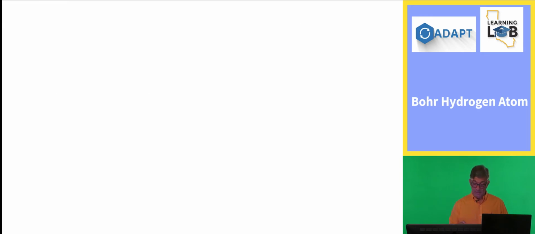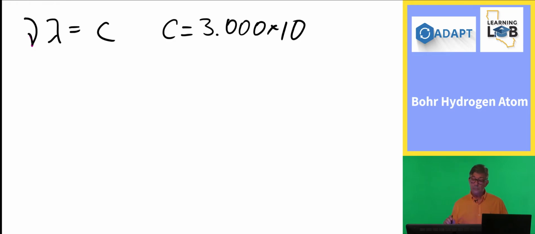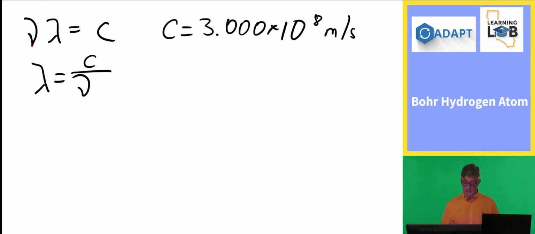What we have here is frequency multiplied by wavelength equals the speed of light. The speed of light equals, we're going to use the value of 3.00 times 10 to the 8 meters per second. We want to identify our units using that particular constant. So the wavelength equals the speed of light divided by the frequency, which we just calculated.